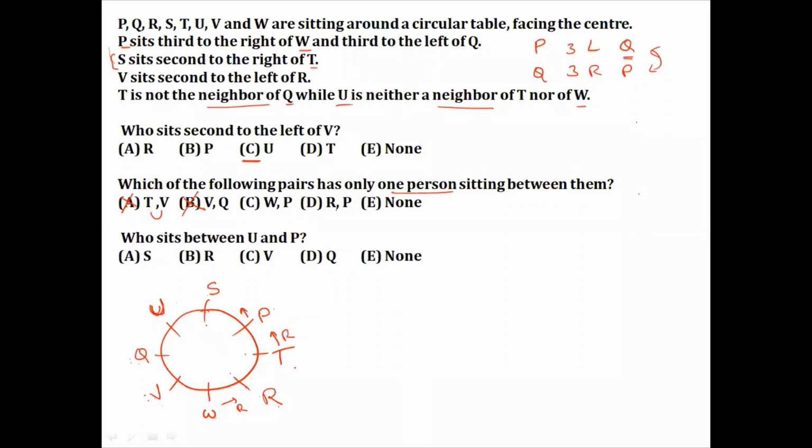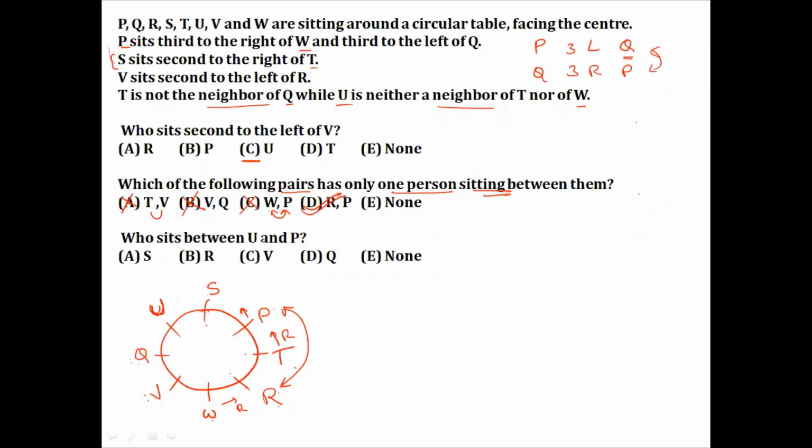And what about W and P? It says, which of the following pairs has only one person sitting between them? The pair is W and P, two people. We are checking between these two letters where we have only one person. Now W and P, again we have two people here, so this is not the answer. Next R and P. Between R and P we have one person here, no? So that is the only case. So D is the answer for this question.